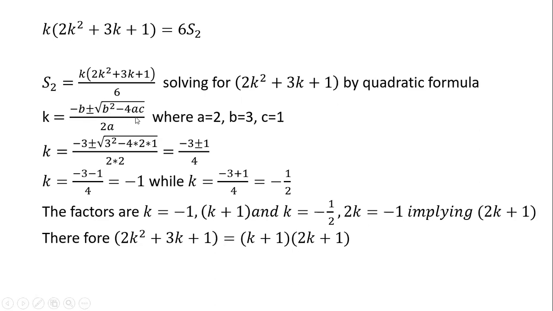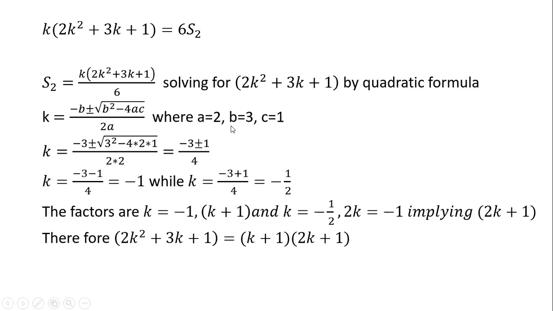Using the quadratic formula, negative b plus or minus the root of b squared minus 4ac over 2a, gives us what you can see here. And everyone can simplify this further. You can see that k can be -1 or k can be -1/2. So when we form factors, we find that k equal to -1 is the same as k plus 1, and k equal to -1/2 is the same as 2k plus 1. And this can be substituted as k into k plus 1 into 2k plus 1 over 6 for S2.